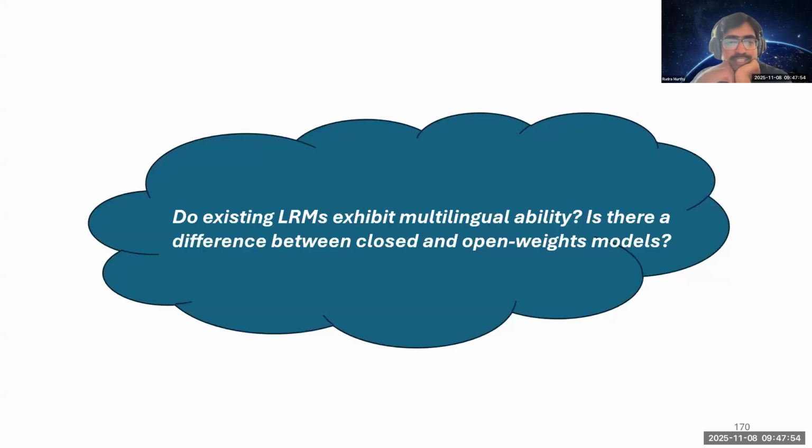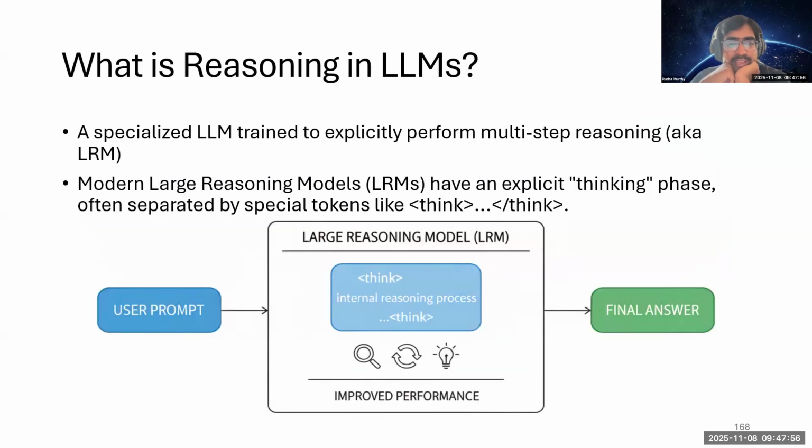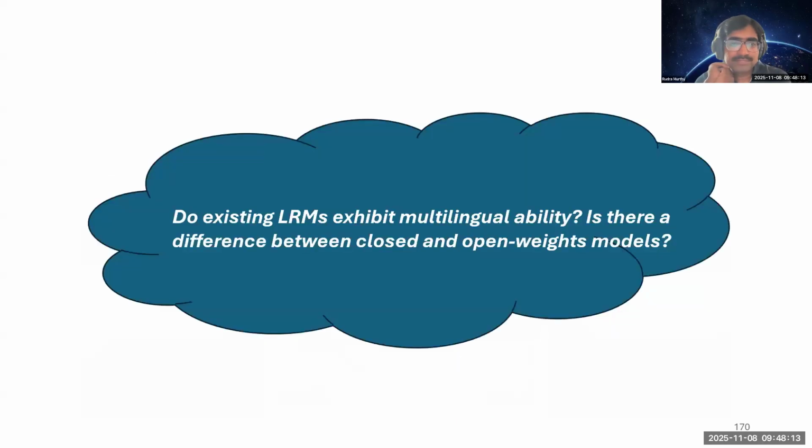So, sorry, can you please go back to the previous slide? So typically these large reasoning models, they have a special token called think token. Within this think token, they express the entire reasoning process. And then after the think token, the final answer would be generated. Yeah, let's go to the next slide.